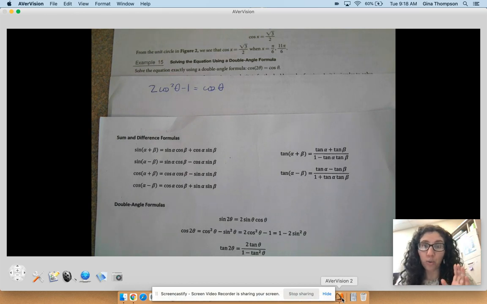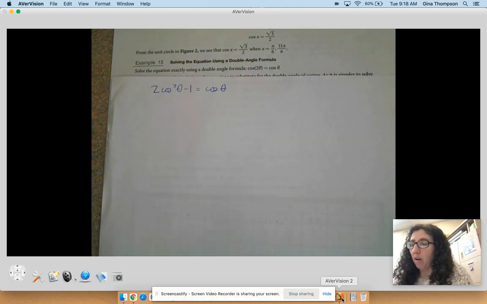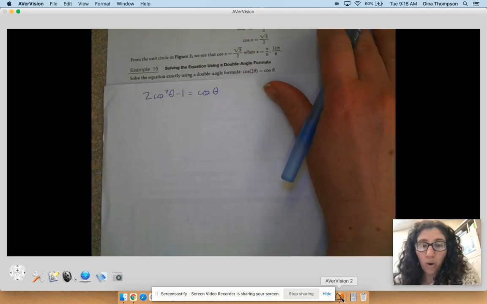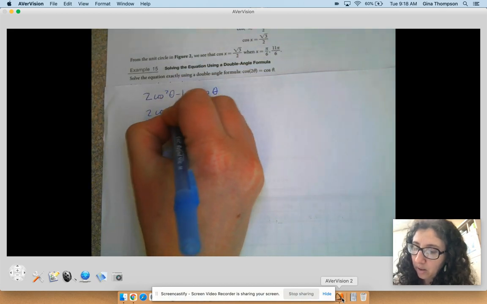So our goal is always to have everything in terms of just one trig function. We can't deal with sines and cosines in the same problem. So I have to use the one that just has cosines. All right, but as we know, we can solve quadratics even if we don't like to. So let's put everything on one side of the equation.